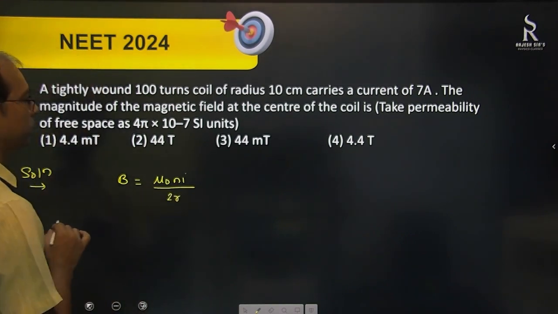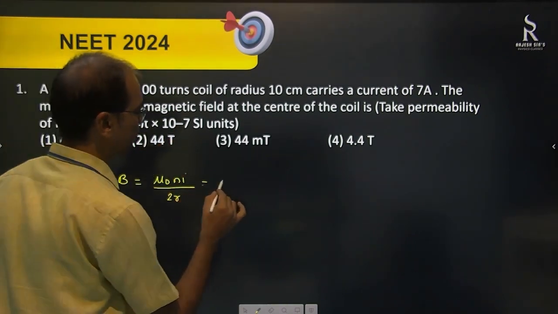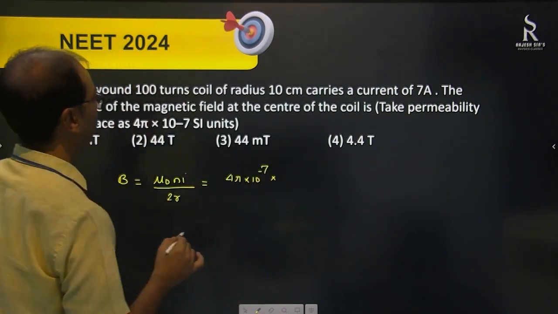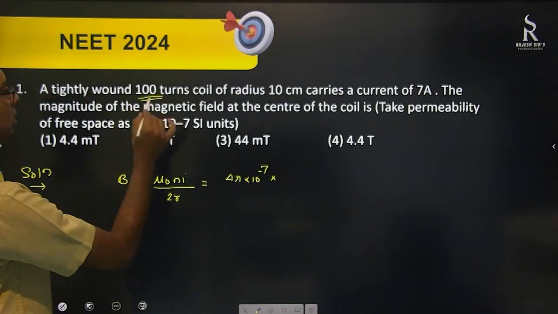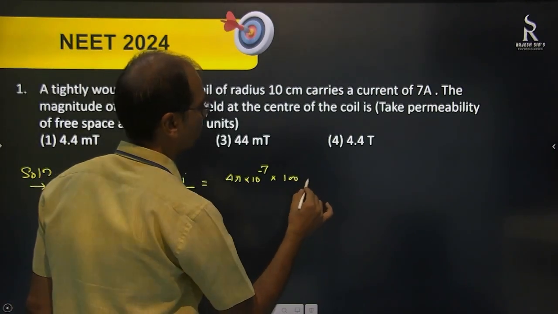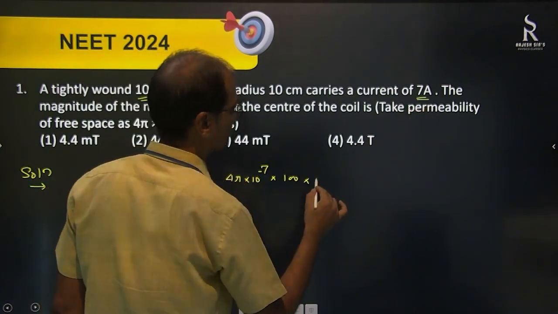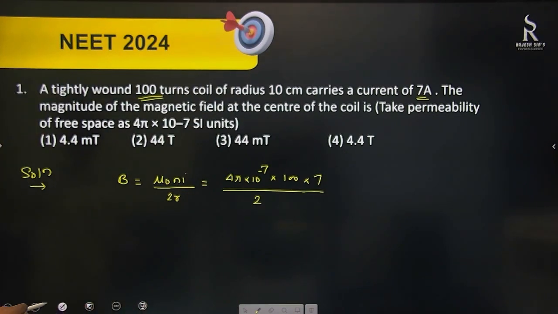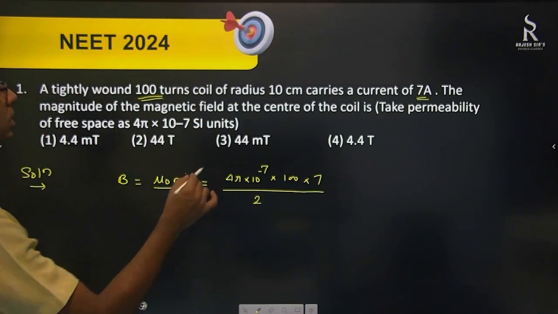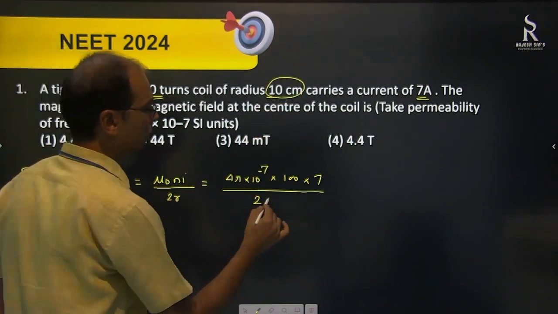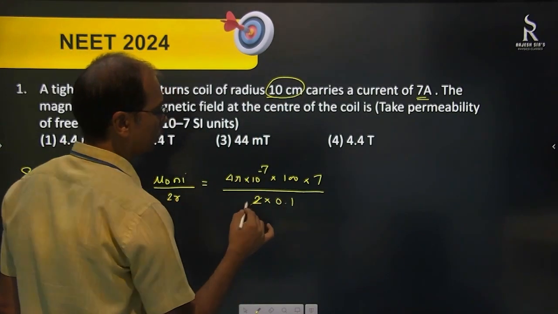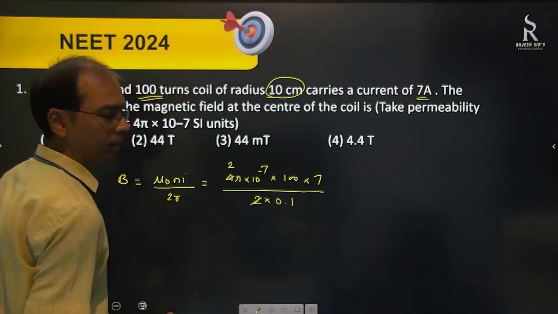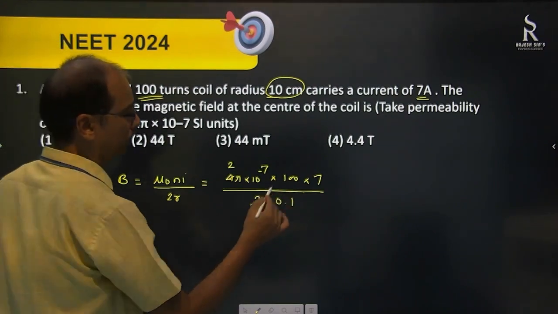Mu naught value is given to us, 4 pi into 10 to the power minus 7. Number of turns are given, 100. Current is also given, 7 ampere. So 7 by 2 into R. Radius value is also given, 10 centimeter, so 0.1. So this is cancelled here, this is 2 pi, and take this one up because this is 1 by 10, so 10 goes up, this becomes 1000.